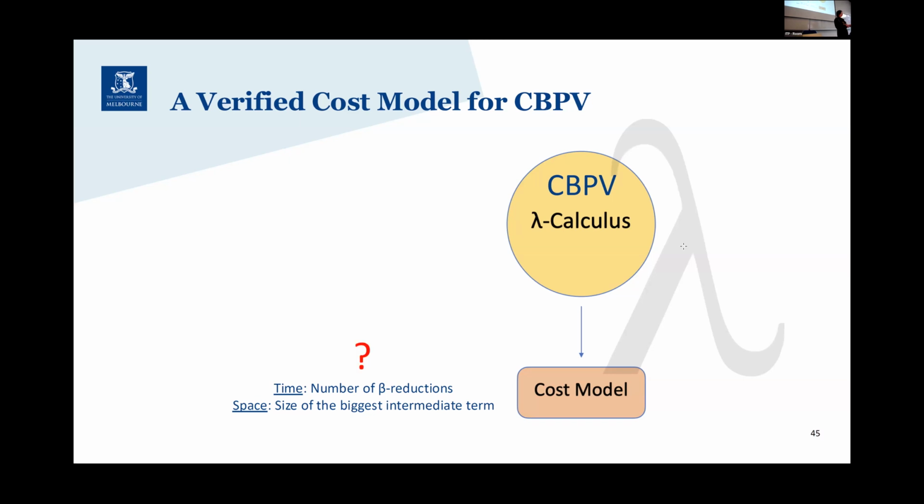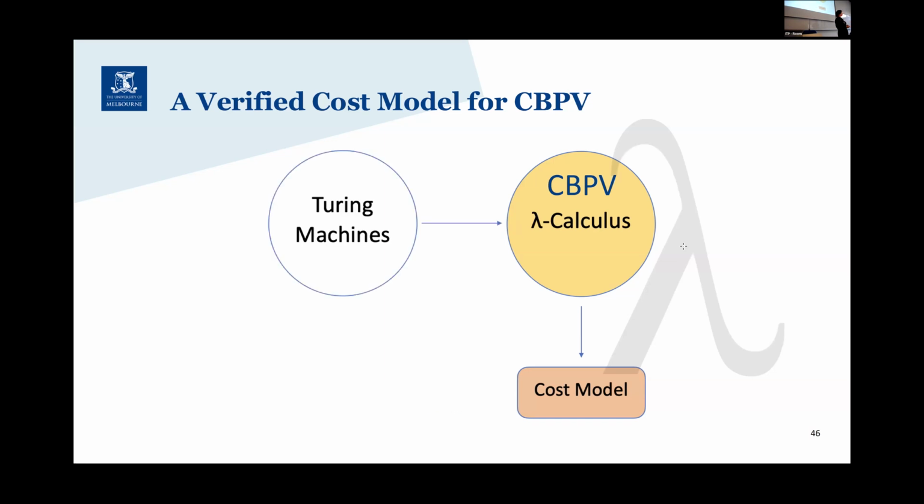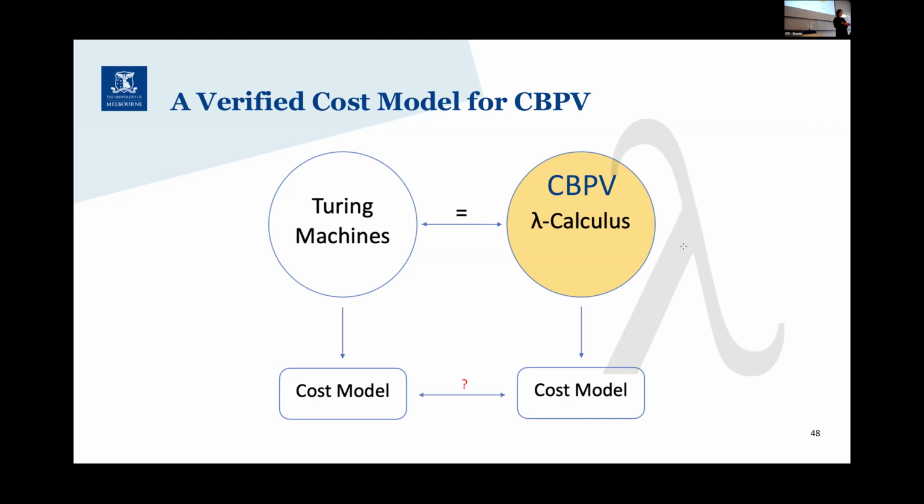But once we have defined this cost model, how do we know that it is actually correct? What do we verify it against? This is where Turing machines come in. Turing machines are another model of computation that is equivalent to lambda calculus. And Turing machines are very straightforward when we're talking about complexity. They are used as a standard model for complexity analysis. So if we are able to find the relation between the cost model for Turing machines and call by push value lambda calculus, we can then show that we do have a valid cost model.